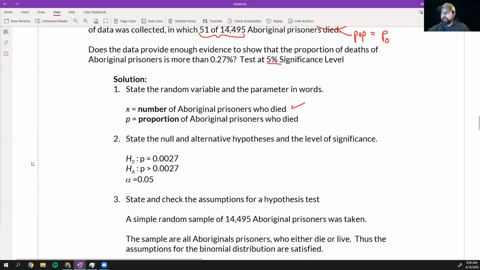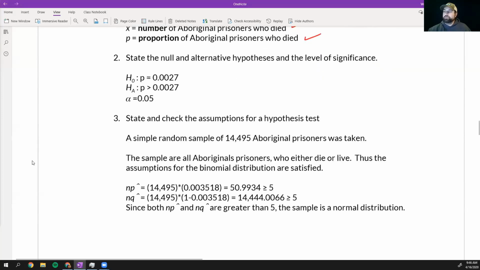Aboriginal prisoners who died, the number of them, divided by the total number of Aboriginal prisoners. We use that to calculate an alternative hypothesis. So again, this is our null. This is the population proportion. And we believe our alternative hypothesis is that actually it's higher, that the Aboriginal p-value is higher than the population p-value. And we're going to test it at the 5% level.